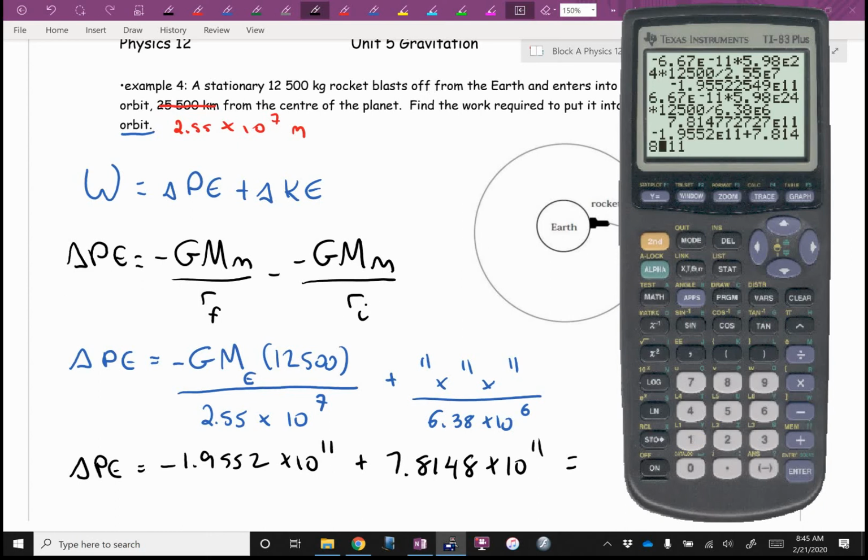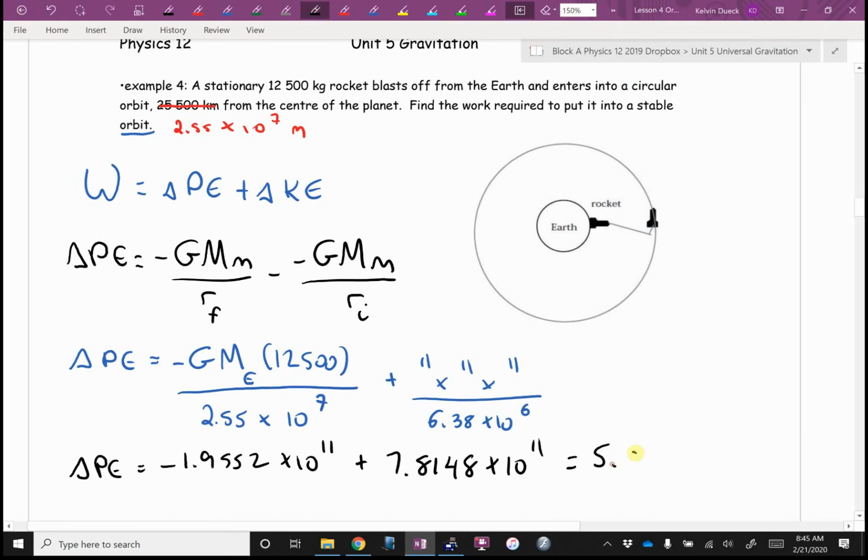Oh no, Calvin, use your answer button. Jeez, that was dumb of me. Extra typing for less accuracy. You get 5.8596 times 10 to the 11th? 5.8596. 5.8596.